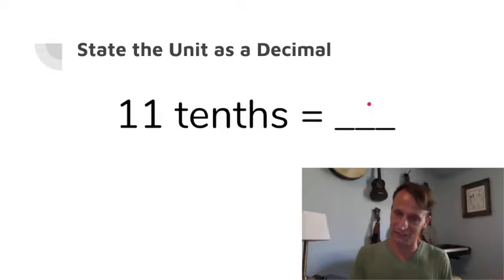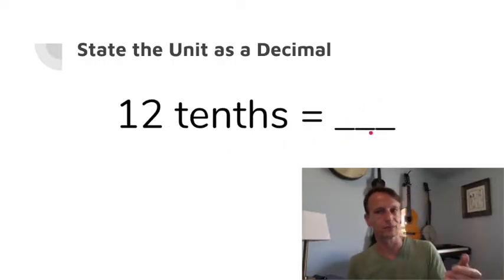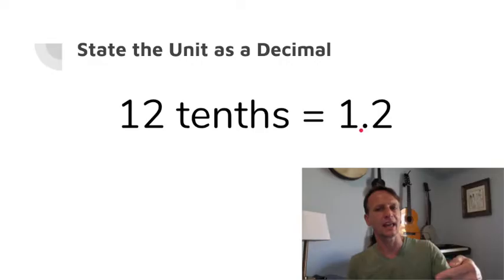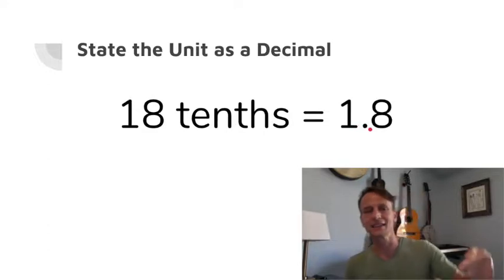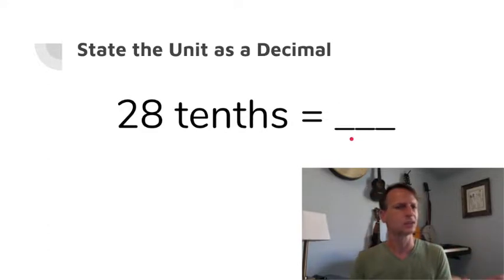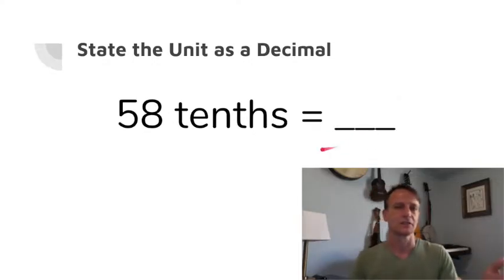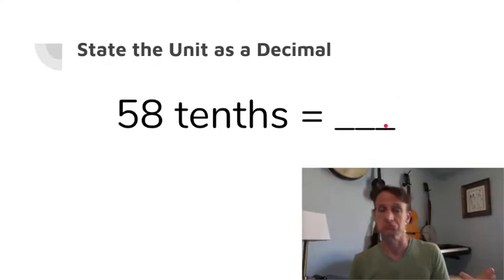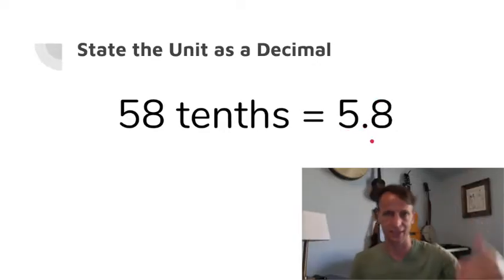11/10. Well, after doing that last one, you know how to do this, right? 11/10, 1 and 1/10. 12/10 would be 1 and 2/10. 18/10, 1 and 8/10. 28/10. Very similar, right? 2 and 8/10. 58/10. Again, similar. 5 and 8. Where are we? Tenths. Very good.